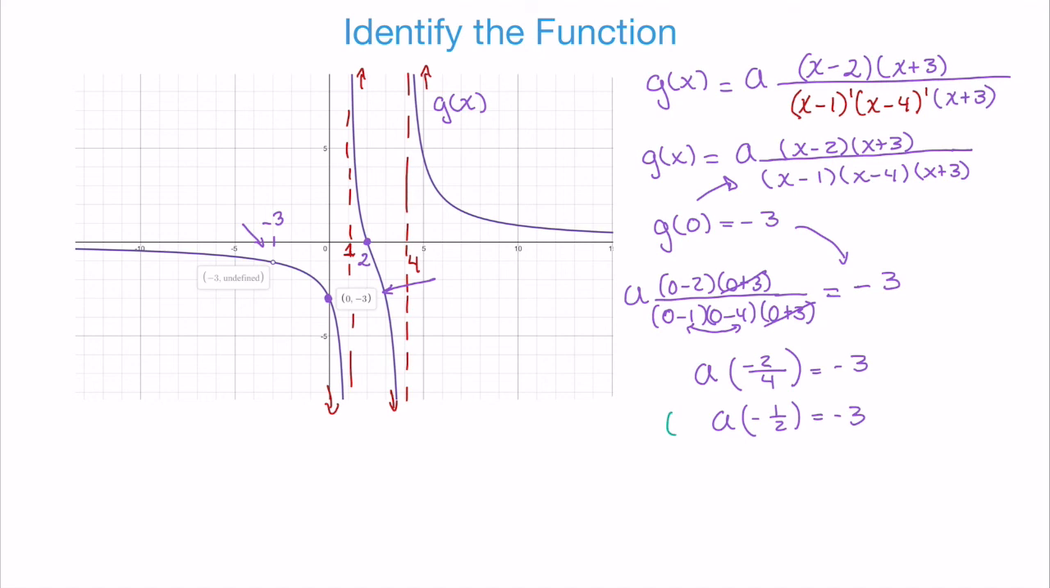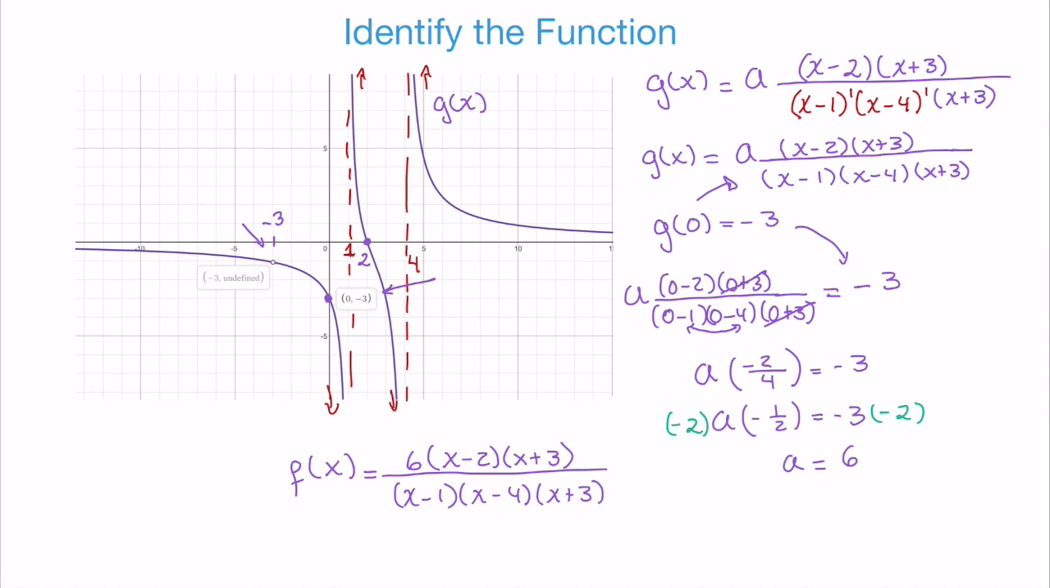Multiply both sides by -2 to solve for a. So a equals 6. And the equation of this function is going to equal 6 times (x minus 2)(x plus 3) over (x minus 1)(x minus 4)(x plus 3). Again, we can check that the horizontal asymptote matches the equation. Here's the horizontal asymptote for the graph, y equals 0, and that matches the equation because the degree of the top is 2, the degree of the bottom is 3, and 3 is bigger than 2.